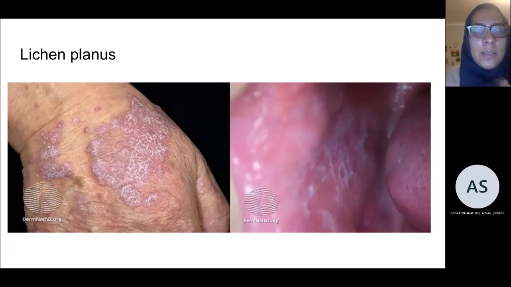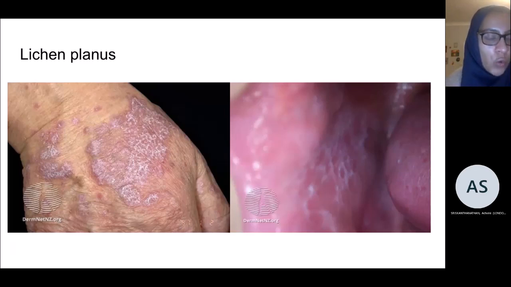One thing to remember with lichen planus is it is also associated with hepatitis C. So when people do present with this, you might want to test them essentially for hepatitis C as well, particularly if they've got oral lichen planus or Wickham's striae. You would want to test them for hepatitis C.